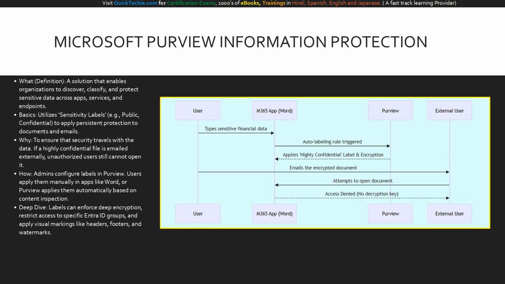Why are these labels revolutionary? Because traditionally, security was tied to the storage location, like a secure folder. If a user moved the file, it lost its protection. With information protection, the security travels with the data.